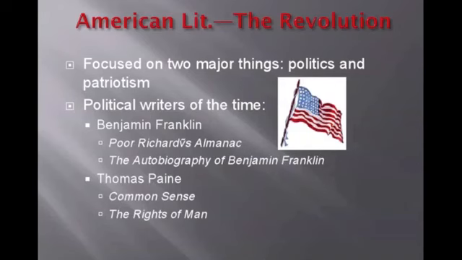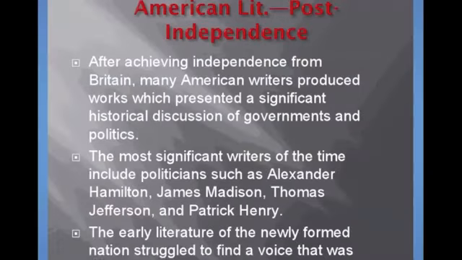American literature of the Revolution focused on two major things, politics and patriotism. The political writers of the time period included Benjamin Franklin. He wrote Poor Richard's Almanac and the Autobiography of Benjamin Franklin. Also Thomas Paine, who wrote Common Sense and the Rights of Man. After independence, many American writers produced works which presented a significant historical discussion of governments and politics. The most significant writers of the time included politicians such as Alexander Hamilton, James Madison, Thomas Jefferson, and Patrick Henry.